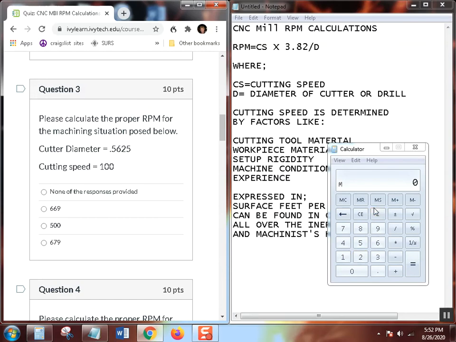So 100 times 3.82 doesn't take a genius. Well, let's try that again. So 100 times 3.82 equals 382, divided by 0.5625. See, you don't have to do a decimal equivalency problem on that one. You got it. Boom. It says 697.111111 forever and ever. Okay, let's talk a little bit about rounding and the way that works. 679 is the correct response. It's right there.